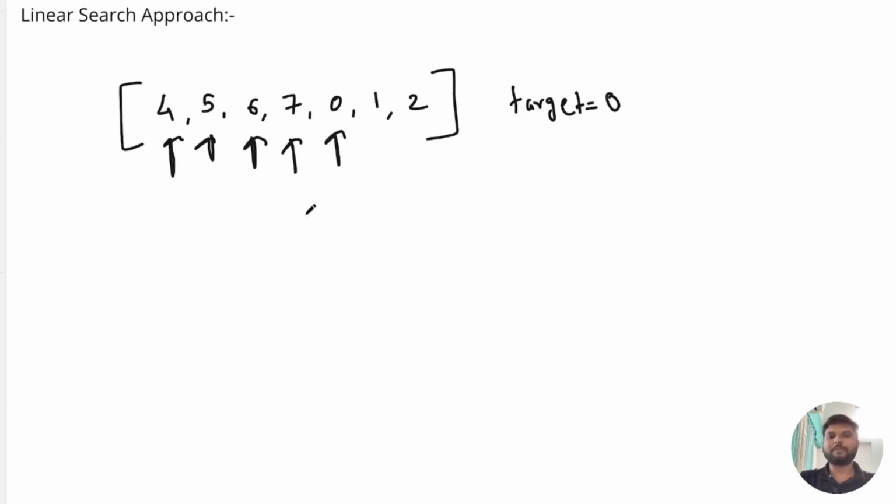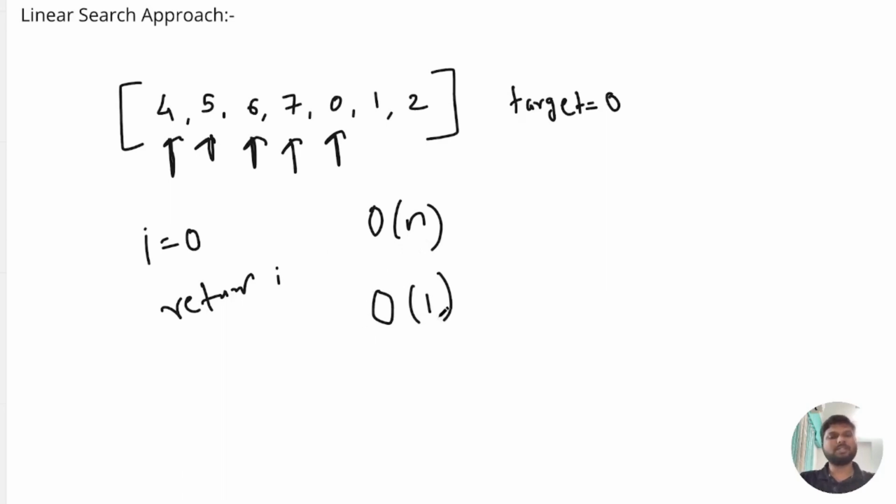That's when we have found our element and we just need to return the index of this element. So we will take a variable i which will be initialized with 0 and it will iterate over the entire length of the array, and whenever we find the target we will just return i. So what's the time complexity of this linear search approach? The time complexity is O(n). Why n? Because we are iterating over the entire array. At max we can iterate over n elements, so that's why the time complexity is O(n), and space complexity is O(1) because we are not using any extra space.